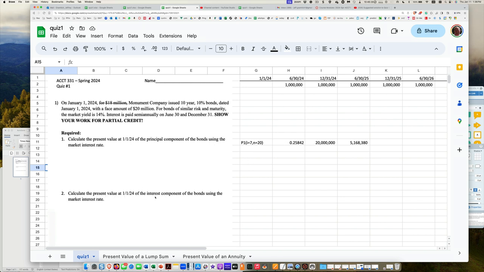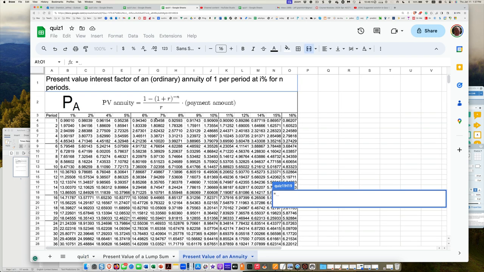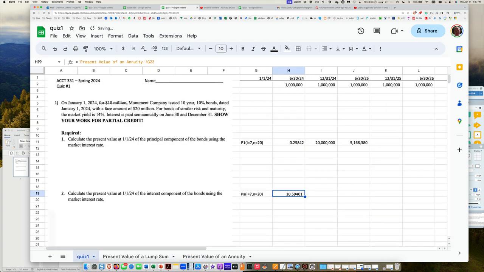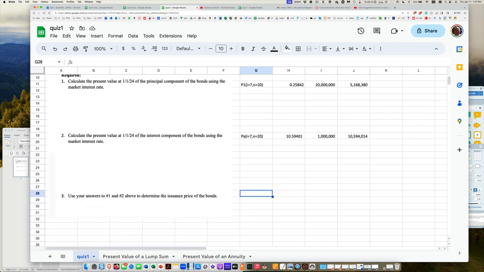And then calculate the present value of the interest component, and that's going to be P sub A. i is equal to 7, same numbers, n is equal to 20. And now we're going to go over to the P sub A table, present value of an annuity. i 7, n 20, and that's going to be this 10.59401. And we're going to multiply that by the semi-annual payment of 1 million. And when we calculate that, the present value of the interest payments is 10,594,000.